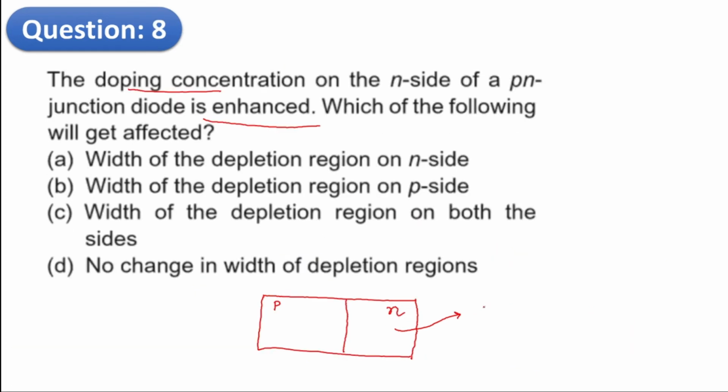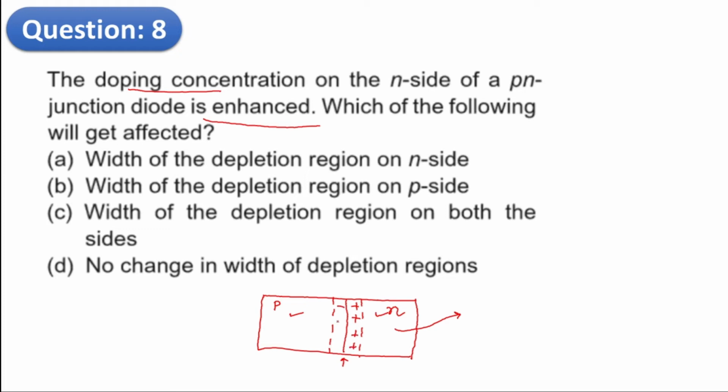Next, question number 8. The doping concentration on the N side of a PN junction diode is enhanced. Which of the following will get affected? Okay, so the situation is like this. We have P-type semiconductor, N-type semiconductor, and this is the junction. Okay, and there is a depletion width on the P side, and there is a depletion width on the N side. Okay, so there is a positive sign and there is a negative charge.